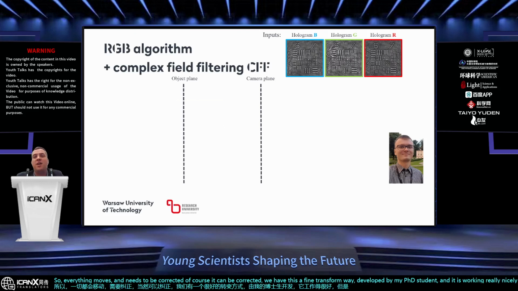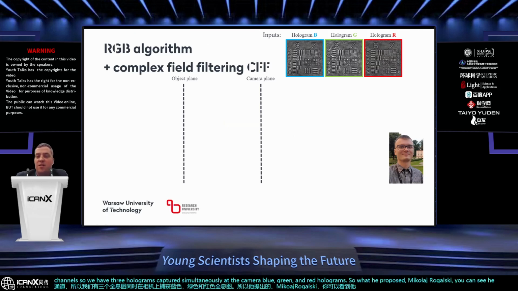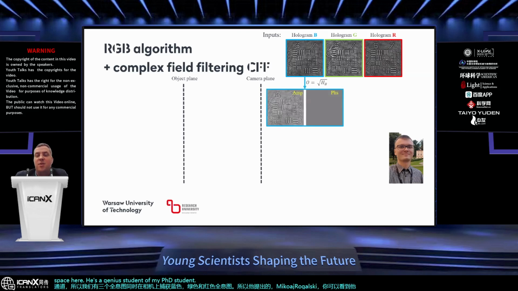So we do have 3 channels. So we have 3 holograms captured simultaneously at the camera: blue, green, and red holograms. So what he proposed, Mikołaj Rogalski, you can see his face here. He's a genius student of mine, PhD student, last year student. So he proposed to do something like this, to start with the blue. It's like a Gerchberg-Saxton approach. What he proposed is additional filtering.